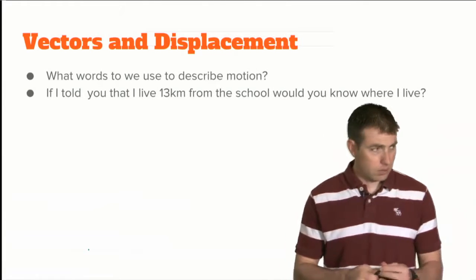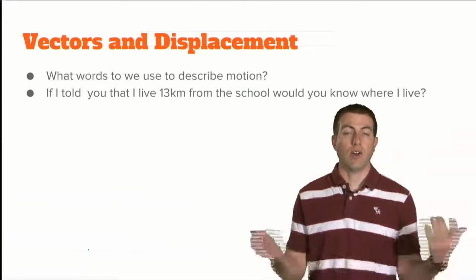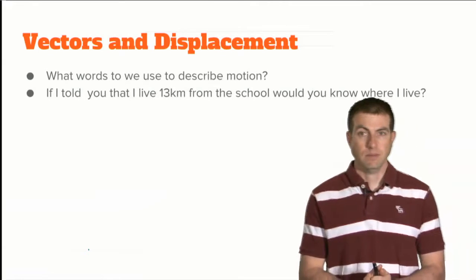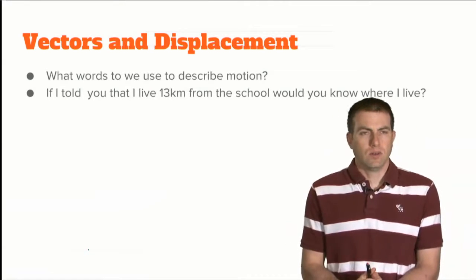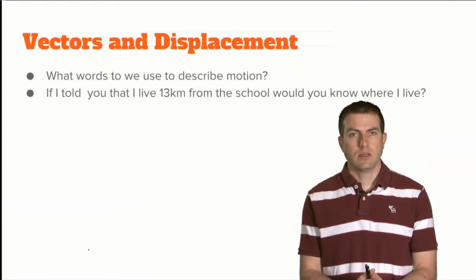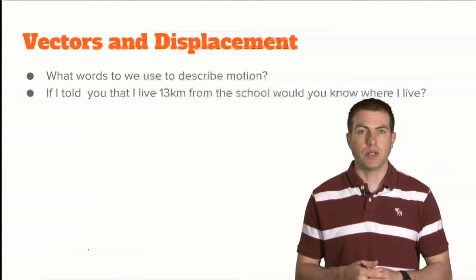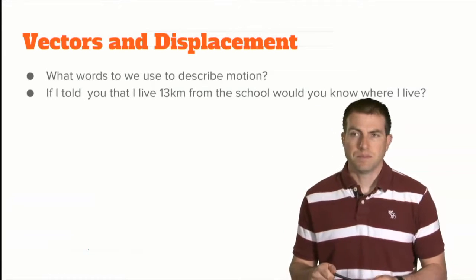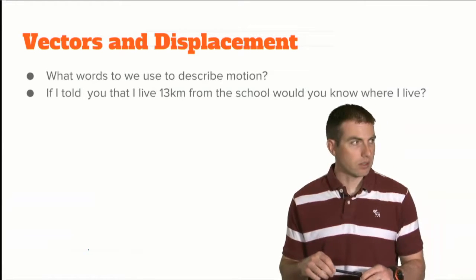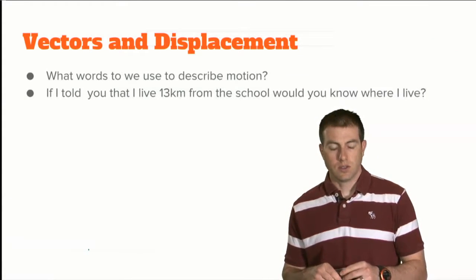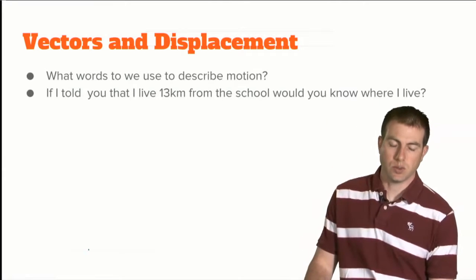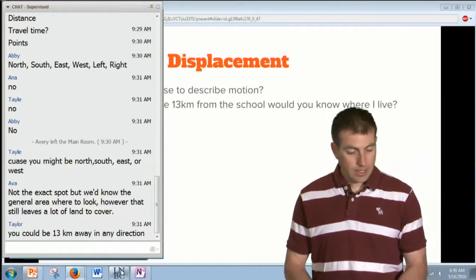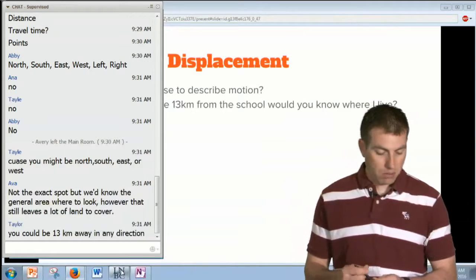All right, so I've given you a distance. You know how far away from the school I live. Why couldn't you figure out where I lived? What's wrong with just giving you a distance? Vancouver's 300 kilometers from Kelowna. Could you get to Vancouver? Maybe, maybe not. Where is the problem here? So we're going to run into things like north, south, east, west. You don't know which direction to go. And those are the exact problems we're going to run into a lot.